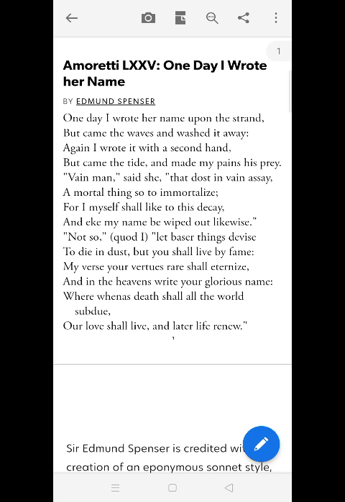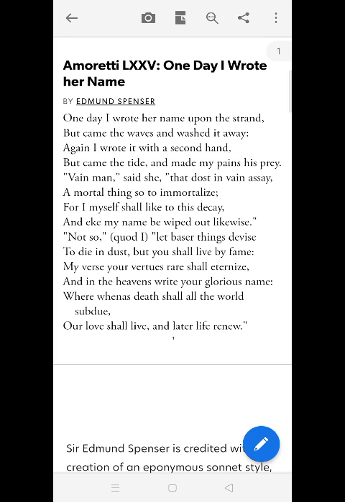So the speaker is actually doing a futile activity. By referring to the tide washing the name away, he is expressing a mental and spiritual immortality, and also referring to time, and that eventually we will die at one point of time in our life. So in this quatrain we find that the speaker is reporting that he had written his beloved's name upon the sandy seashore.